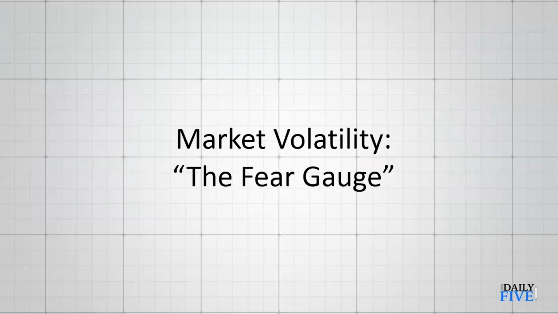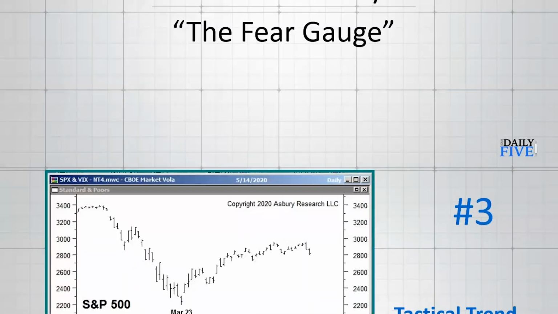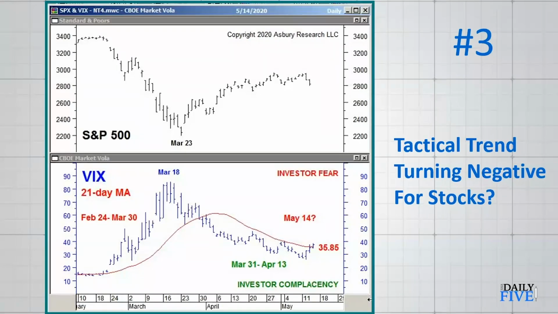Here's number 3, market volatility according to the fear gauge or the VIX. This is another metric. It's not part of the Asbury Six, but another metric that I like to look at when I think the market is at an inflection point the way it is now. So this is the VIX down underneath here in the bottom panel with the 21-day moving average. Why the 21-day? It's one business month, and one business month is our tactical time period here at Asbury.